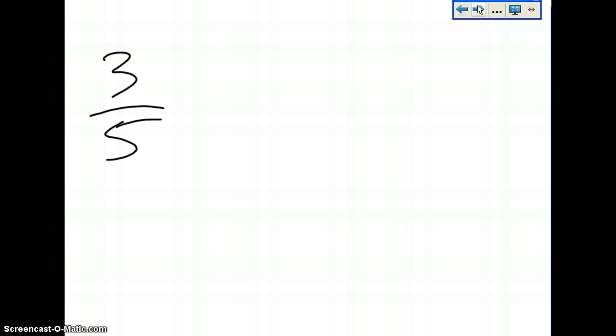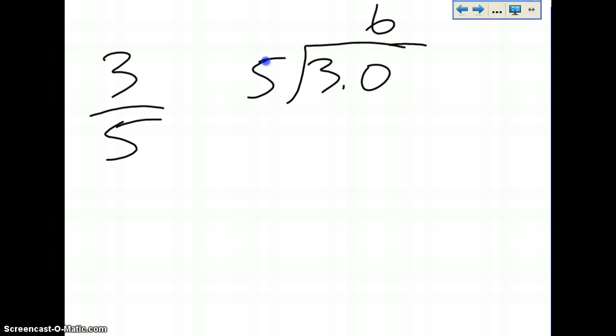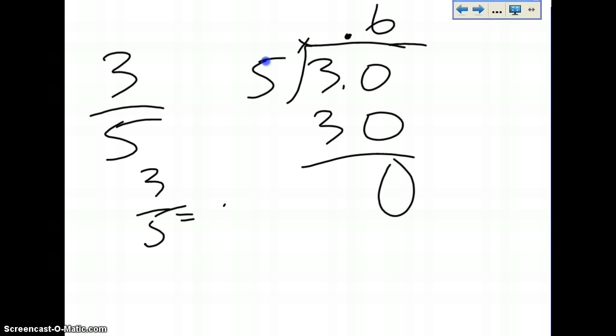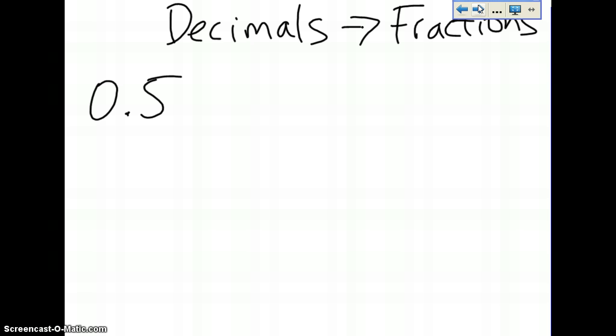Let's do one more. So 5 on the outside, put the numerator inside the division brackets. 5 goes into 30 6 times. So 6 times 5 is 30. 0. The decimal place goes up. So I know that 3 over 5 is equivalent to the decimal 0.6. Okay? Good.